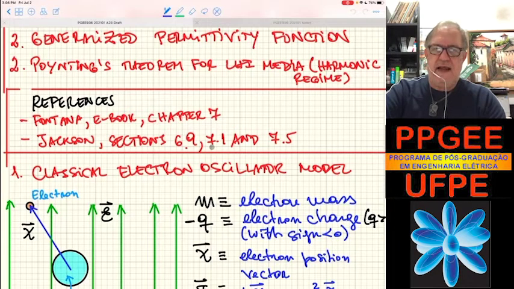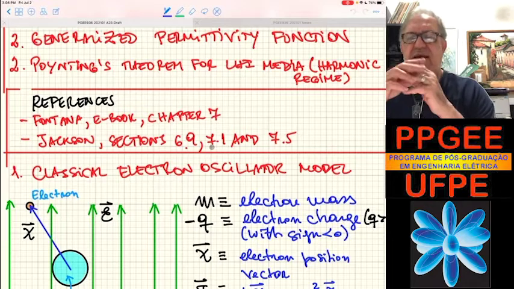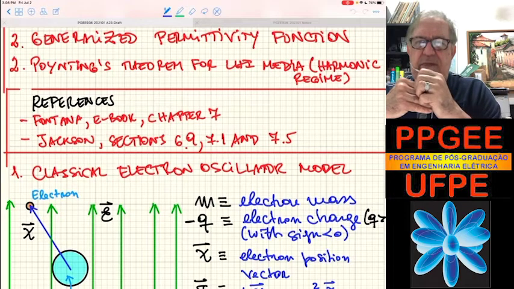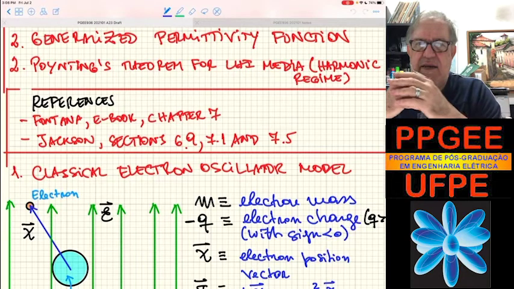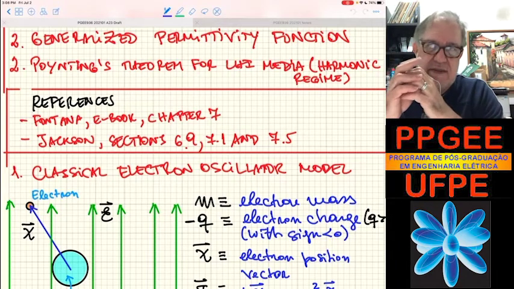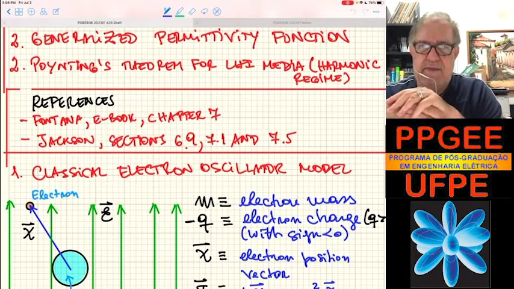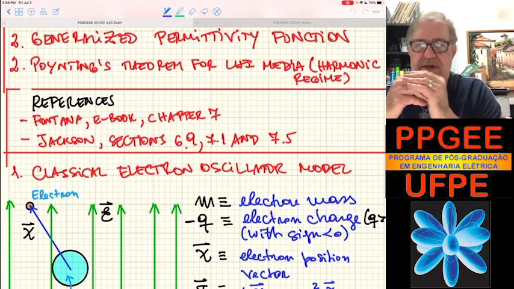Well, the classical electron oscillator model, in fact, we already did some partial introduction of this model. We spoke about the Drude model, when you have free carriers in a conductor subject to an external electric field. We talked about that in the static regime or in the stationary regime.